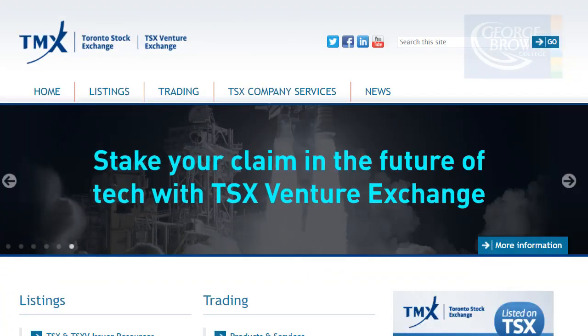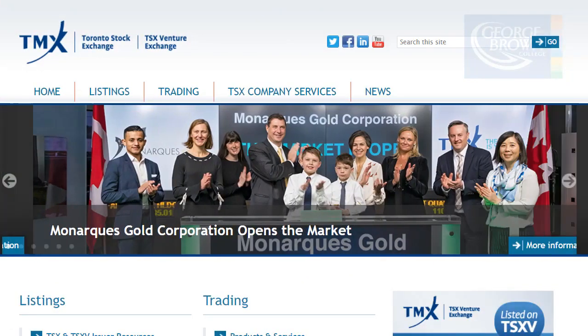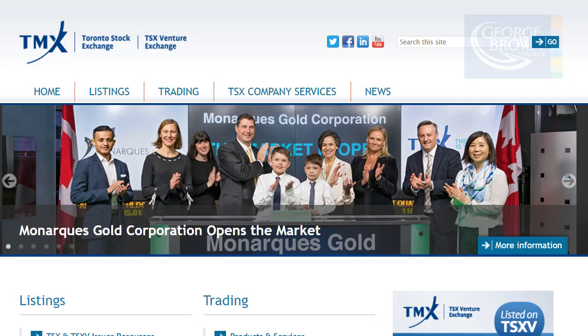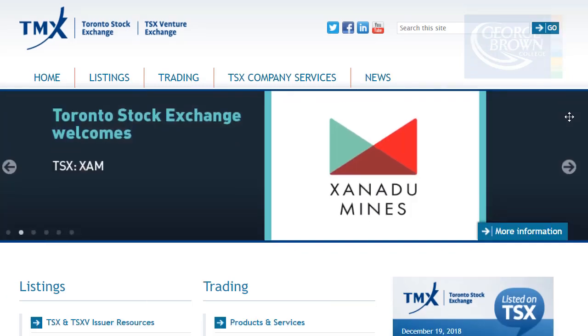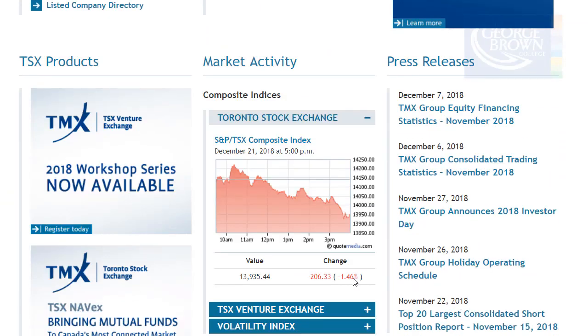So just quickly here, I'm at the website for the Toronto Stock Exchange. It's www.tsx.com. And you can see if I scroll down, here is the Toronto Stock Exchange, the index. This is how we measure performance of a stock exchange.